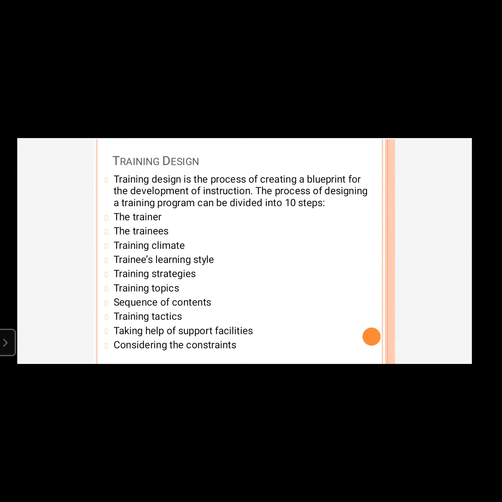It starts with the trainer. Now, trainer: first, once the organization has designed the training program, before implementing it, they should finalize who will be the trainer, who will be providing training to the trainees, who will be guiding the trainees during the training session.